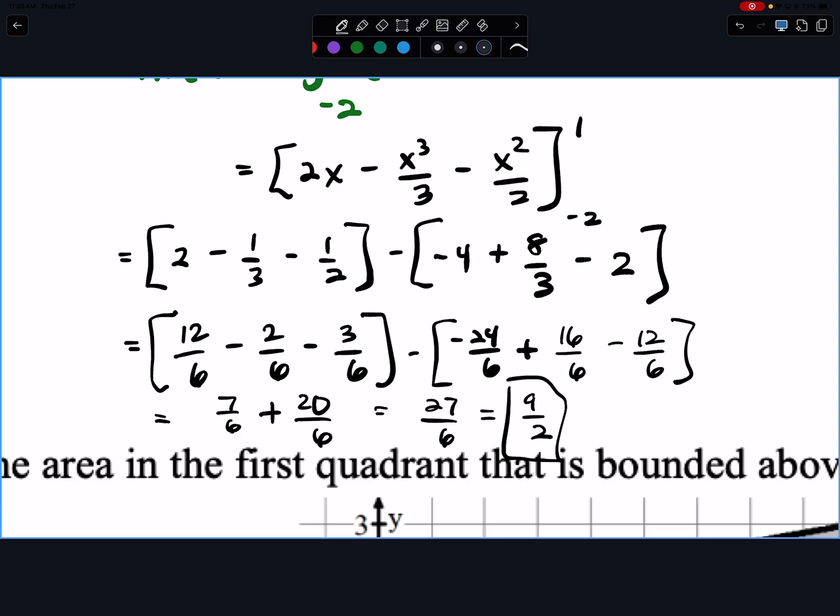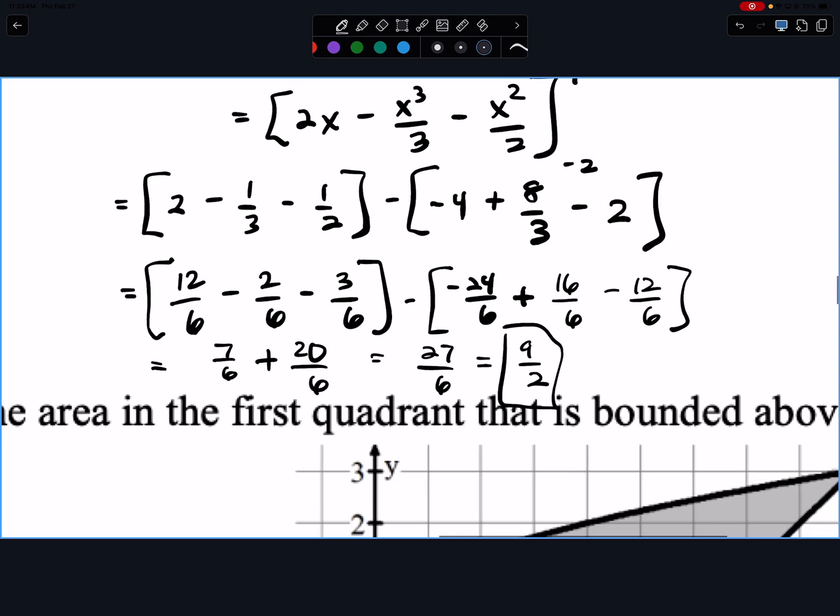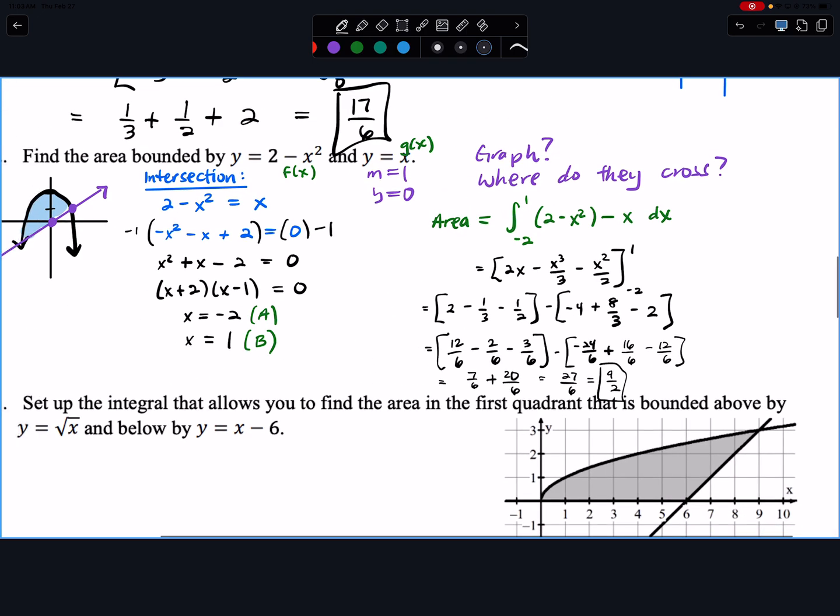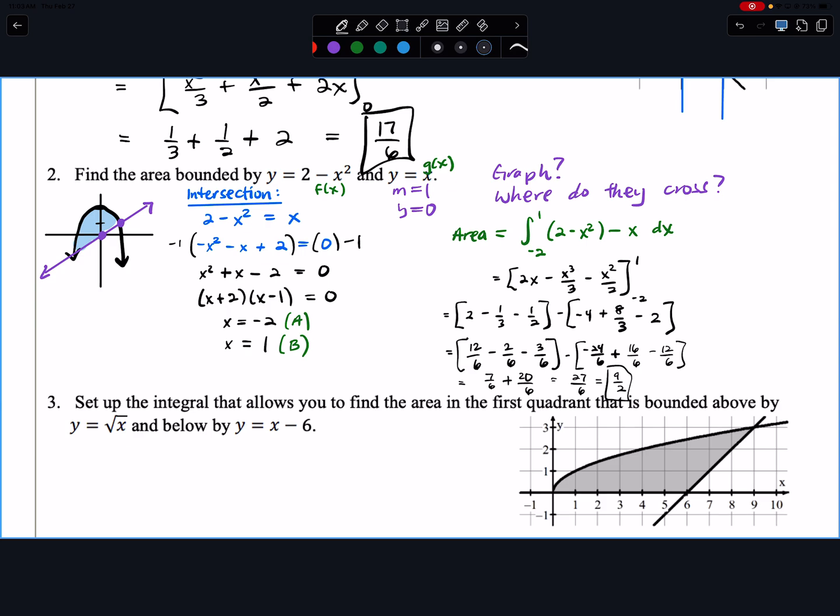Does that make sense? Okay, but I do want you guys to practice this because you could have multiple choice questions. Is this going to be one of your multiple choice answers, you think? No, this is going to be the multiple choice answer, okay? All right, questions on number 2.